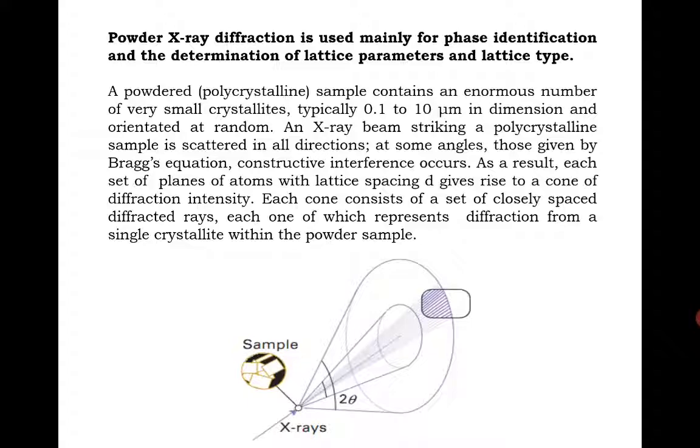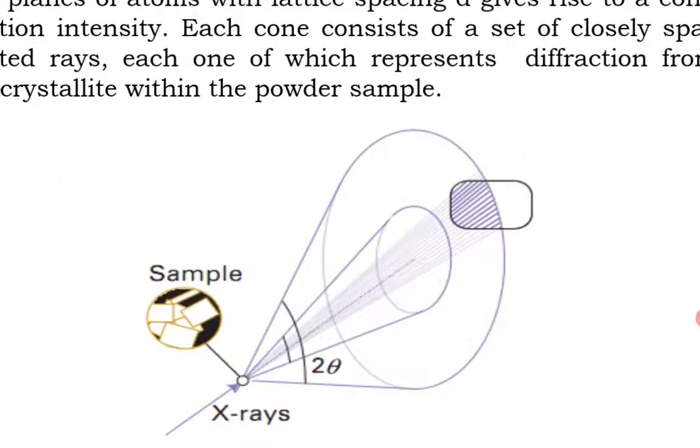Powder X-ray diffraction is used mainly for phase identification and the determination of lattice parameters and lattice type. In this method, the materials being studied are in powder form. A powder sample contains an enormous number of very small crystallites, typically 0.1 to 10 micrometers in dimension and oriented at random. An X-ray beam striking a polycrystalline sample is scattered in all directions. At some angles, constructive interference occurs.